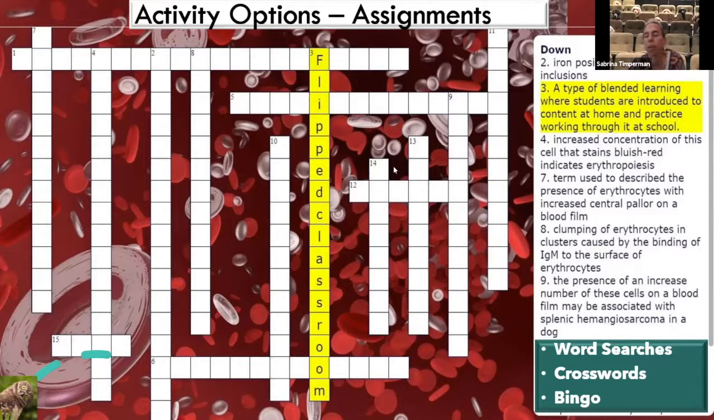And then they email me their responses, and again, it's already graded for me. So I just look at it and send it back to them. So again, lots of different sites for crosswords. Word searches can also be fun, where you have a question and they have to figure out what the word is and then look for the word in the word search. So lots of different activities that you can do.